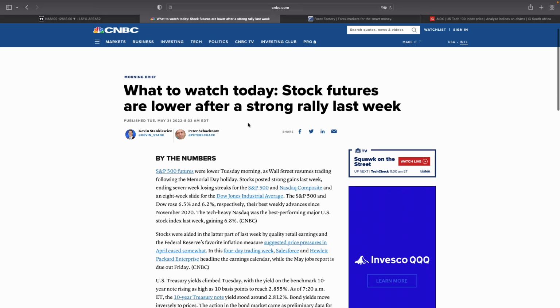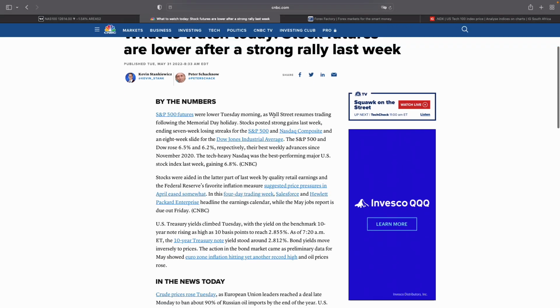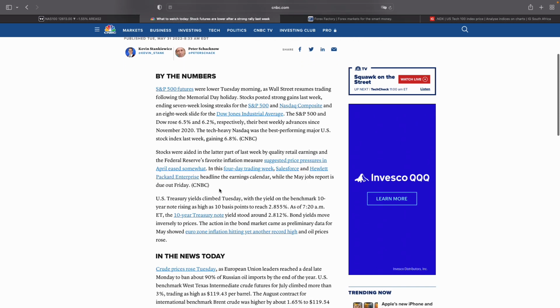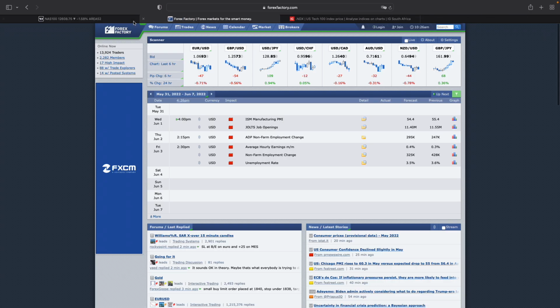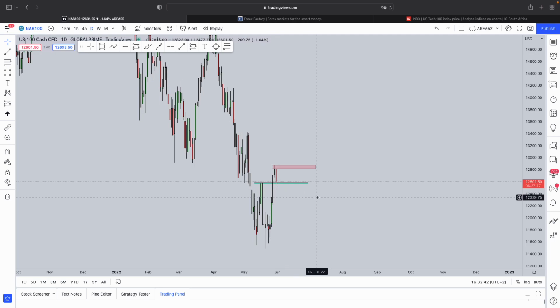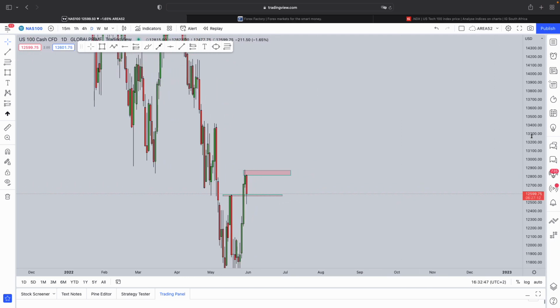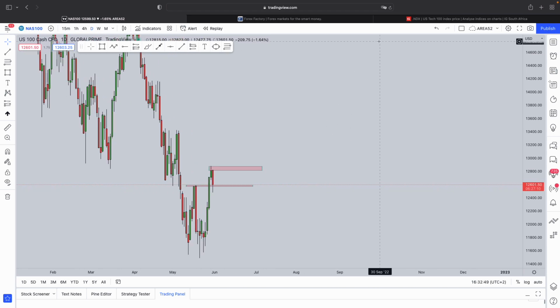Firstly, on CNBC, it says here the stock markets were lower on Tuesday as Wall Street resumes trading following Memorial Day, which was yesterday. It says here that the May jobs report is due out on Friday, so basically the market will now wait for the Fed, ultimately waiting for the NFP, but we have some other data coming through as well.